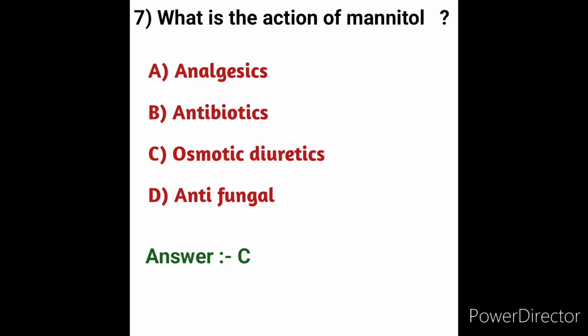Mannitol is a diuretic. It helps you make more urine and lose excess salt from our body. Mannitol treats swelling from heart, kidney and also liver diseases. Swelling around the brain and eyes we can decrease through mannitol. The action of mannitol is osmotic diuretic. So here option C is the correct answer. Next we will move on to question number 8.